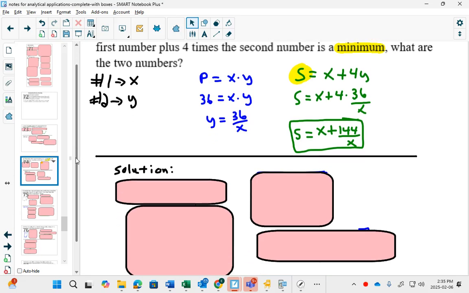So the preliminary step: take everything you know, and your goal is to get an equation for the thing you want to optimize with only one variable. Then you can apply calculus.